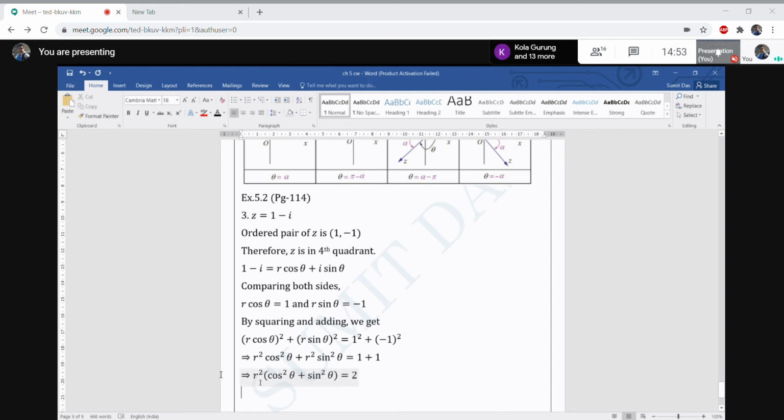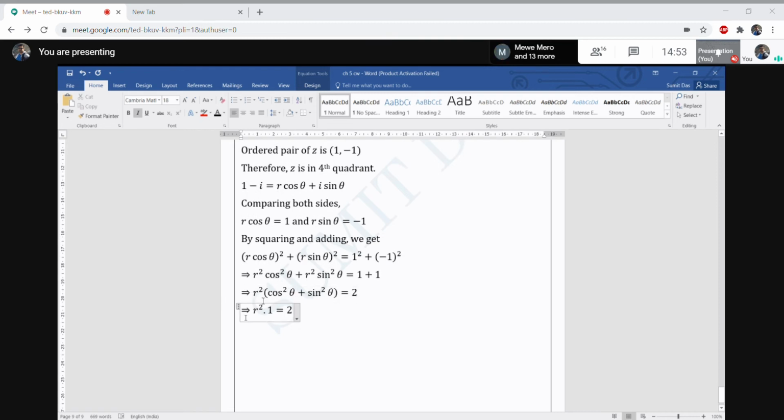Then next line, r square theta equal to 1 equal to 2. So look, cos square theta and sin square theta is 1. So next line it will be r square equal to 2, and r equal to, then what will be the value of r? It will be plus minus square root of 2.